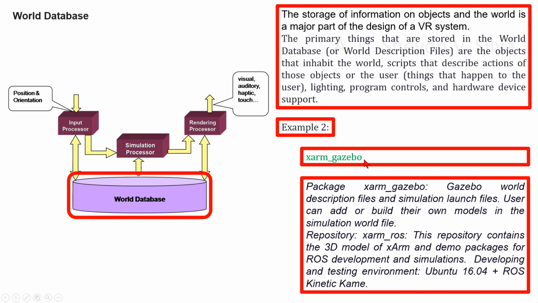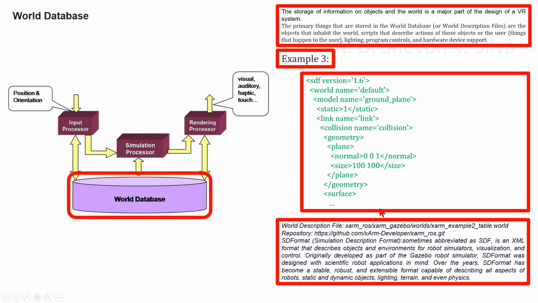The developing and testing environment is Ubuntu 16.04 plus ROS Kinetic. As an example, we can consider this world description file, xarm_ros/xarm_gazebo/worlds/xarm_example2_table.world, in the repository https://github.com/xarm-developer/xarm_ros.git.